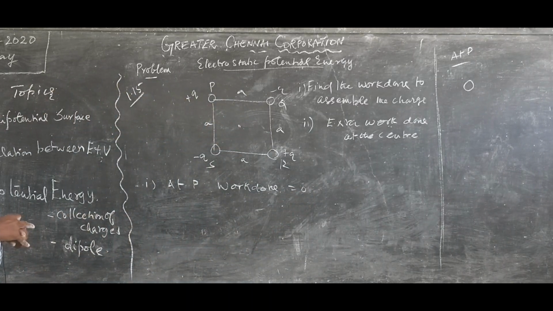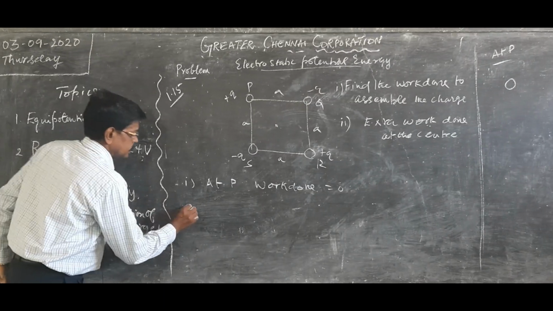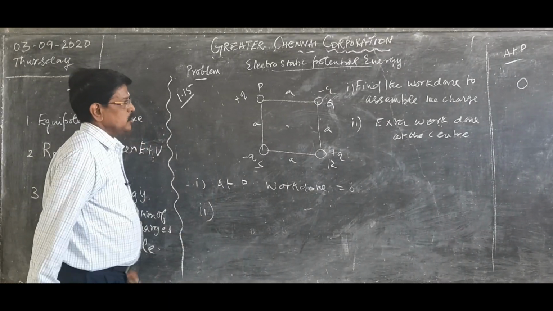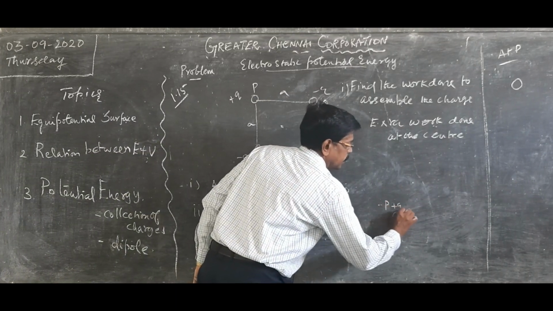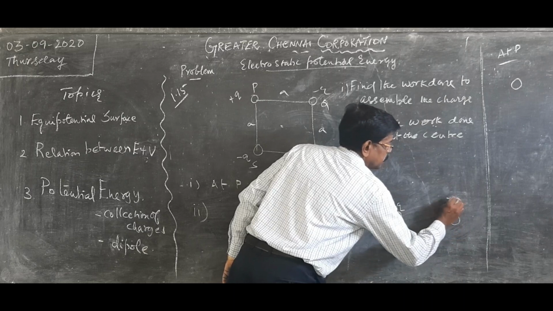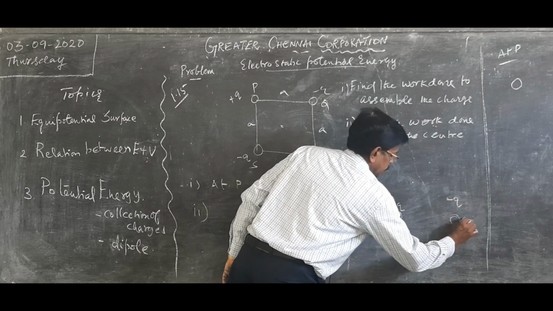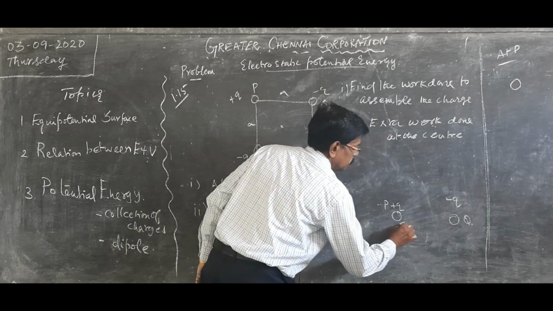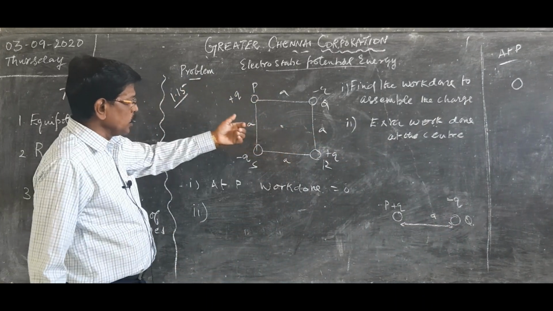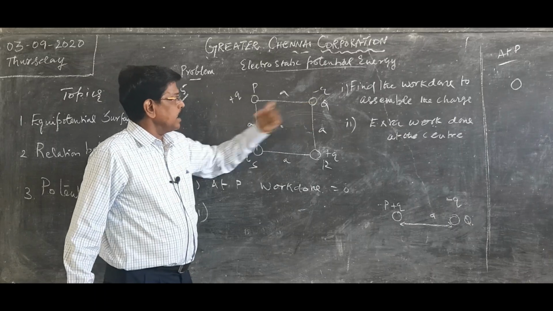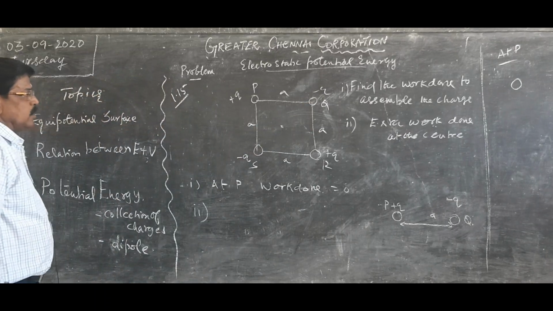Because there is no potential when placing the first charge, the work done is 0. For the second case, suppose plus q is here, and the minus q is brought to this point. This distance is A. When the second charge is brought to this point, what is the work done?